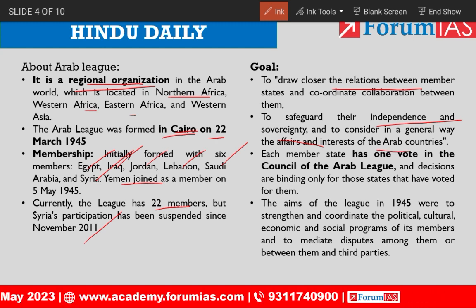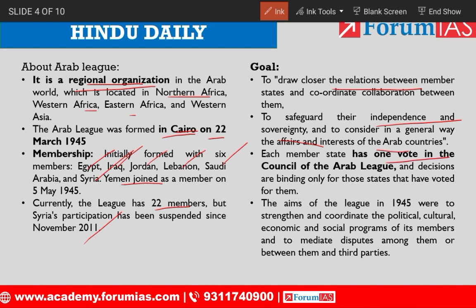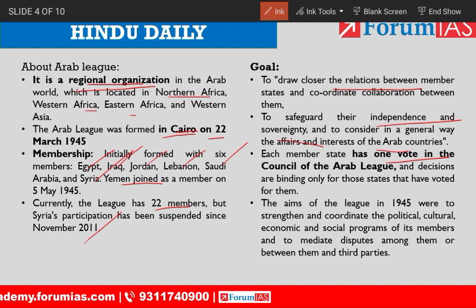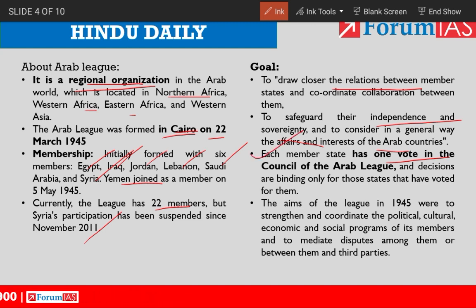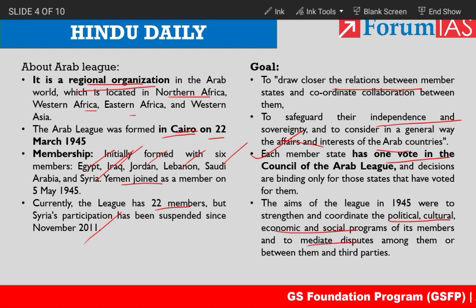So how does the league work? Each member has one vote in the Council of the Arab League, and decisions are binding only for the states that have voted for them. So this is the important thing. So what are the aims of the league? Political, cultural, economic and social programs of its members, and if there are any problems, they'll mediate disputes between them.